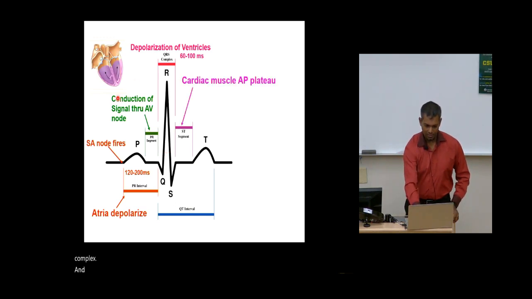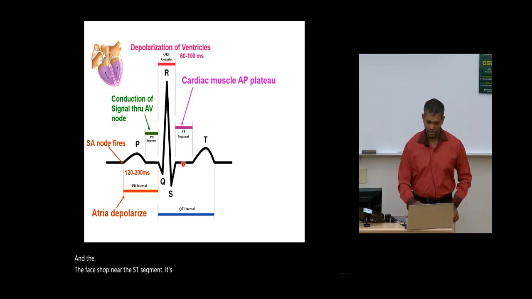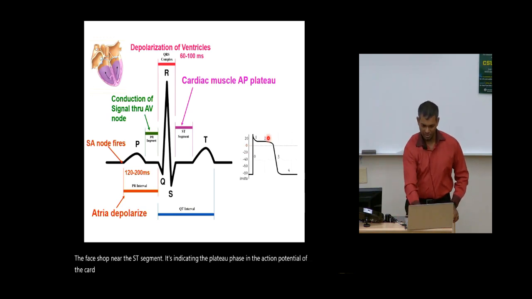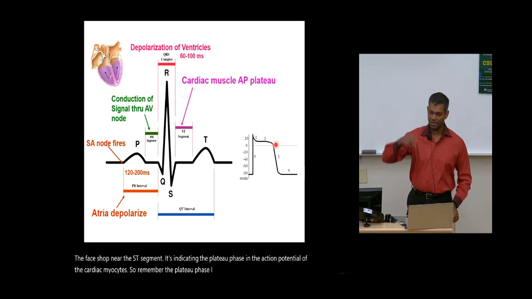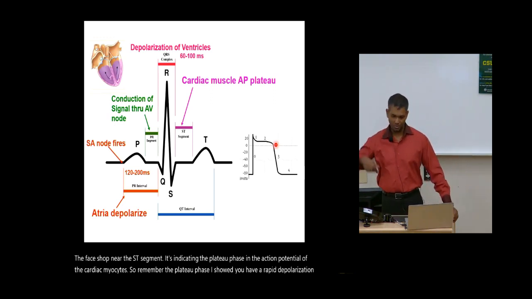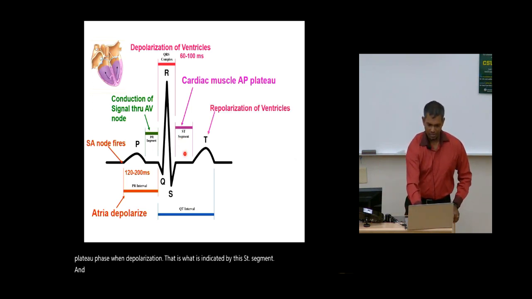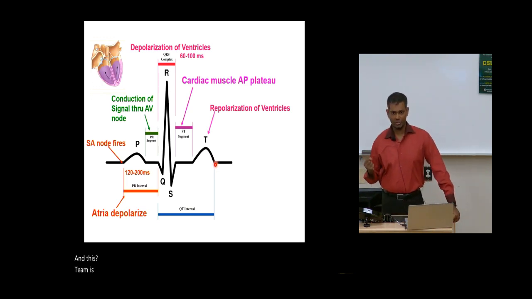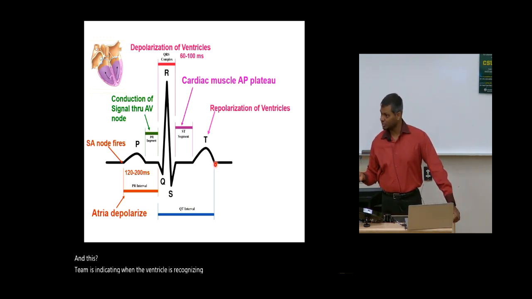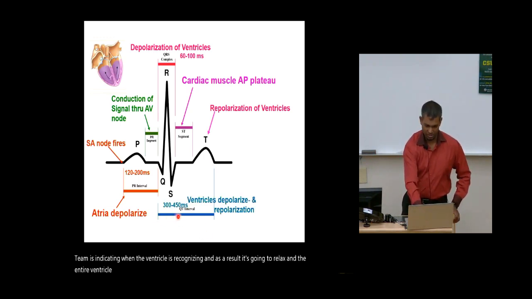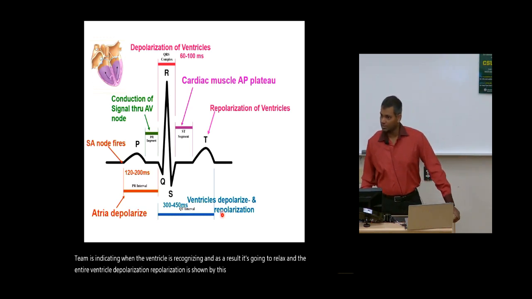And the phase shown here, the ST segment, is indicating the plateau phase in the action potential of the cardiac myocytes. So remember the plateau phase I showed you. You have a rapid depolarization, plateau phase, and then repolarization. That is what is indicated by this ST segment. And this T wave is indicating when the ventricle is repolarizing, and as a result it's going to relax, and the entire ventricle depolarization and repolarization is shown by this QT interval.